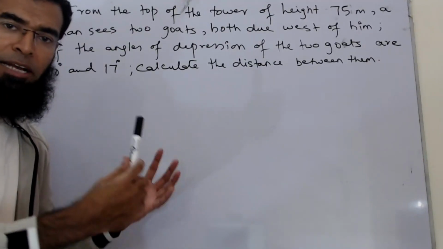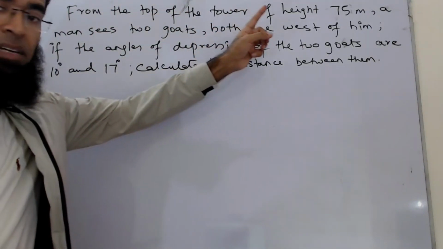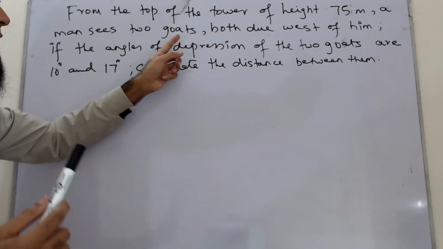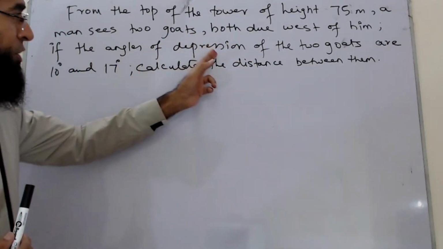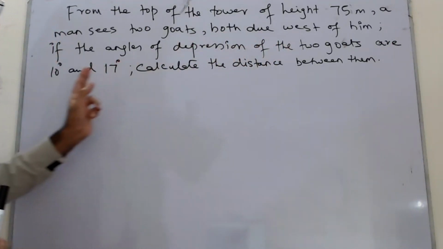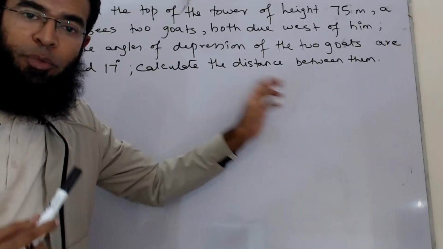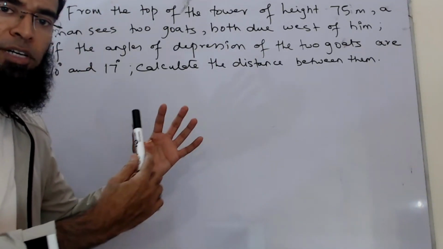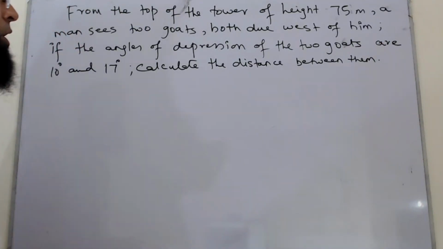Let's have a look at another question. From the top of the tower of height 75 meters, a man sees two goats, both due west of him. If the angles of depression of the two goats are 10 degrees and 17 degrees, calculate the distance between them, right? So the concept is same. Let's try to first make a figure out of this and let's see what happens, right?